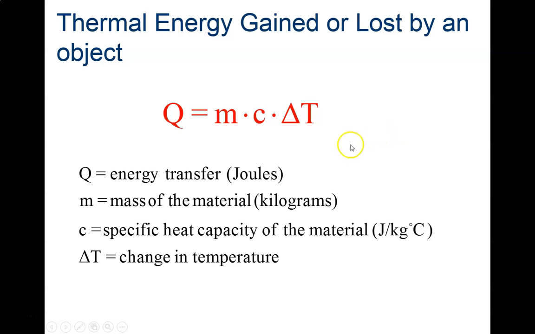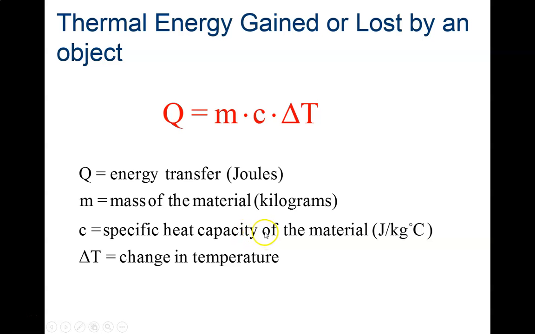The first equation we're going to use is this one, and basically it's this. The heat absorbed by a substance depends on how much of it there is, what kind of substance it is, and how much the temperature went up. So Q is equal to the energy transfer or heat. M is the mass, and it's important to note that that's in kilograms. C is the specific heat capacity.